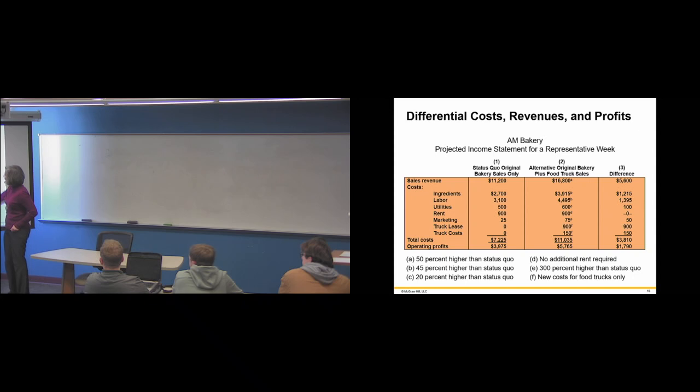45% higher in ingredients and labor. So 2,700 times 1.45, 3,100 times 1.45 is where we get these numbers, and here's obviously the difference between the two columns, right? And then we have utilities going up by 20%. Rent is staying the same, no additional rent required, right? Because he's not adding another store, right? But he now has a truck lease and then costs associated with the truck to operate it.